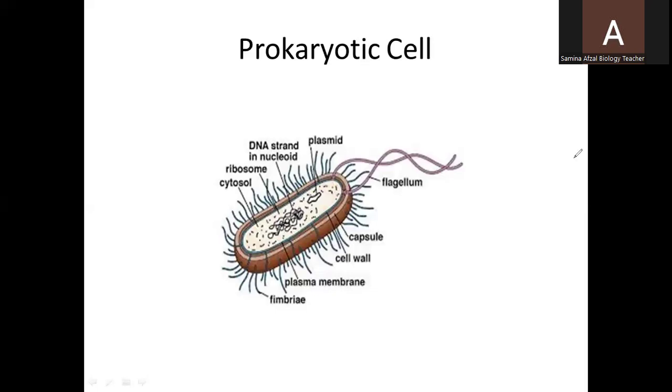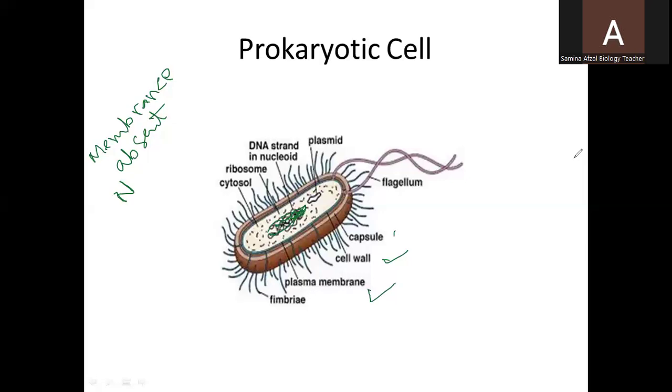So if we see the structure of the prokaryotic cell, you can see that a flagellum is there. Plasmid is the circular DNA which is present in it, and you can see this DNA or nucleoid is present in the center without any membrane. So it means membrane is absent. Ribosomes are there, cytosol is there. You can see the plasma membrane is also there.